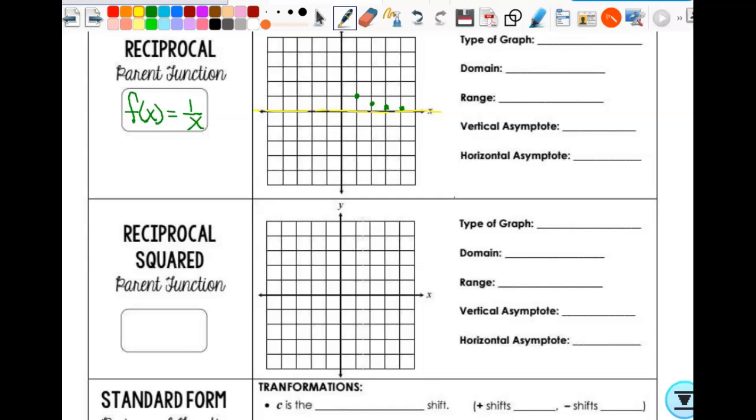So then if I start to get, let's do something less than 1. Let's put in 1/2. What's 1 divided by 1/2? 2. So 1 over 1/2 is 2. So at 1/2 I'd be at 2. At 1/3 rather, I'd be at 3.